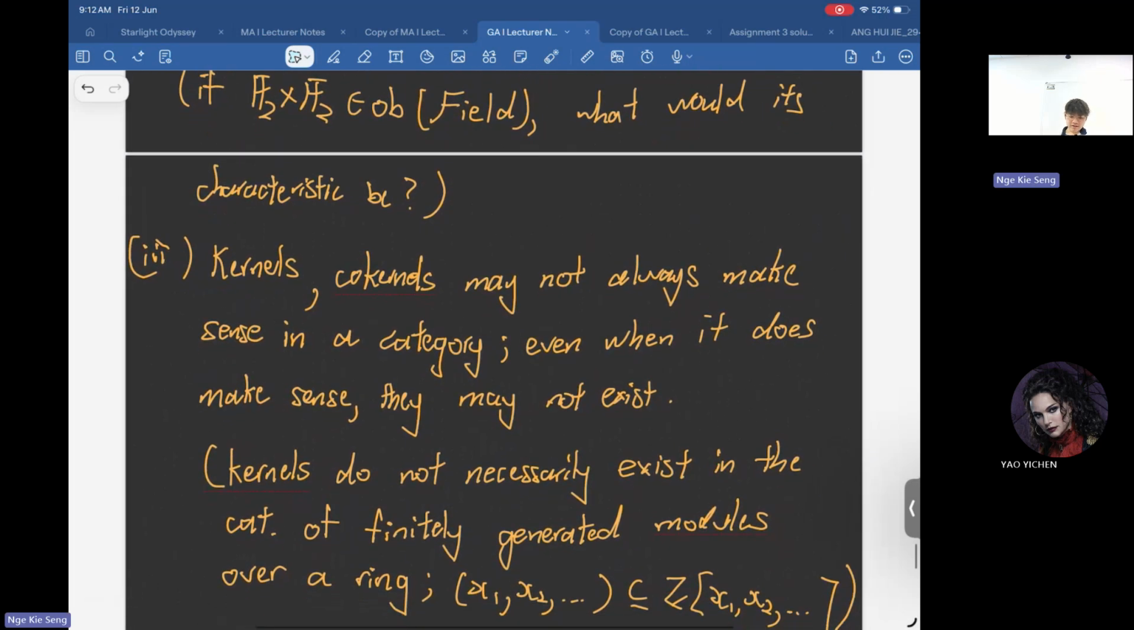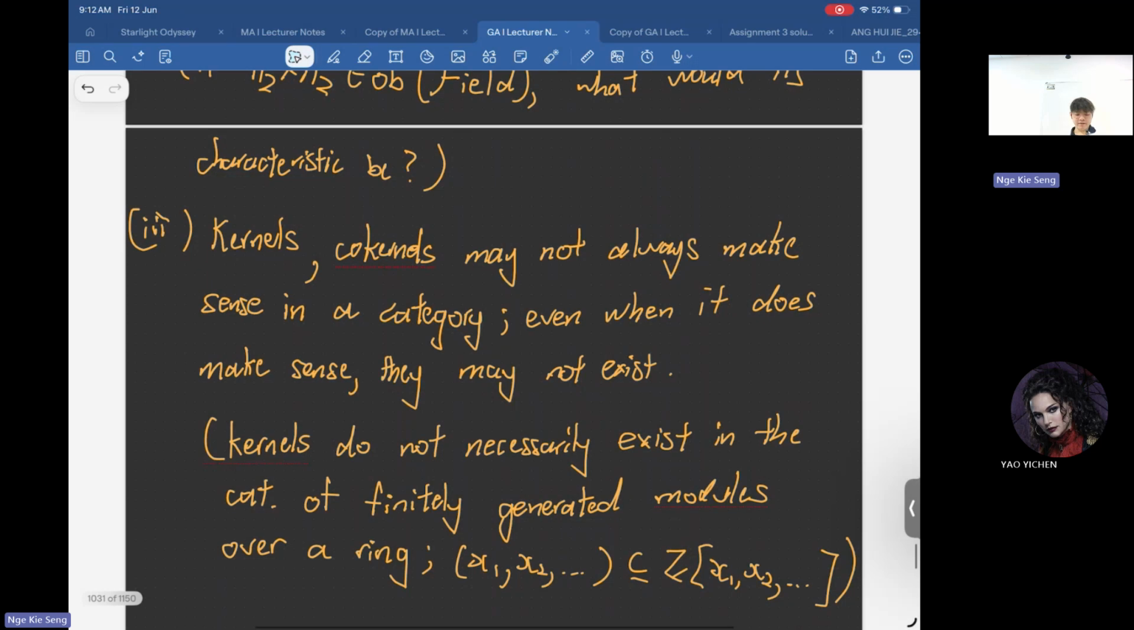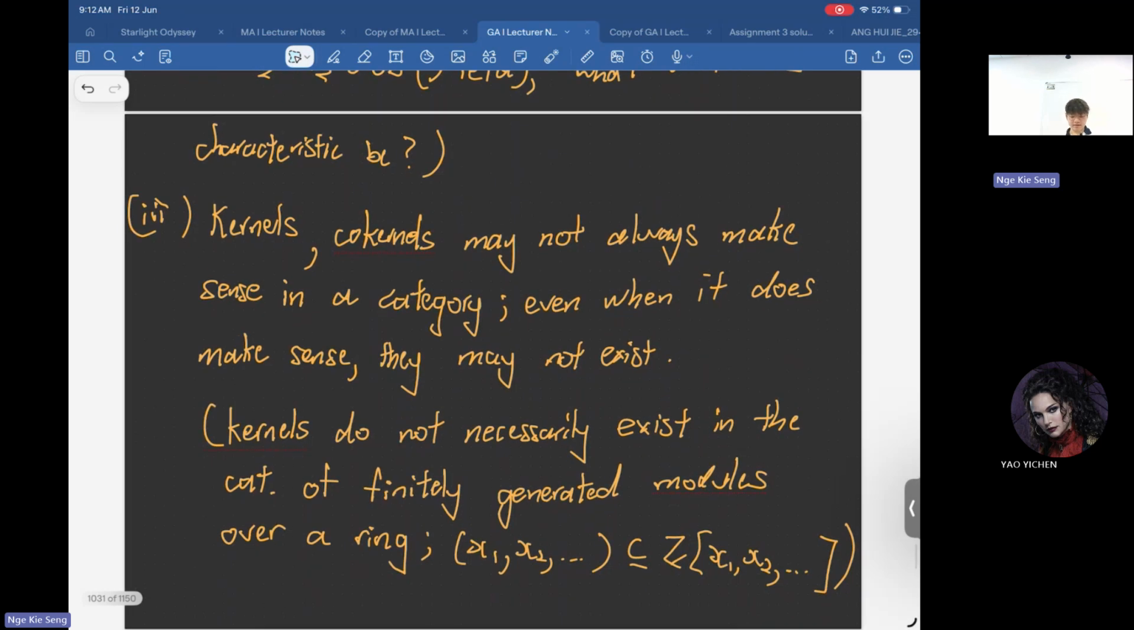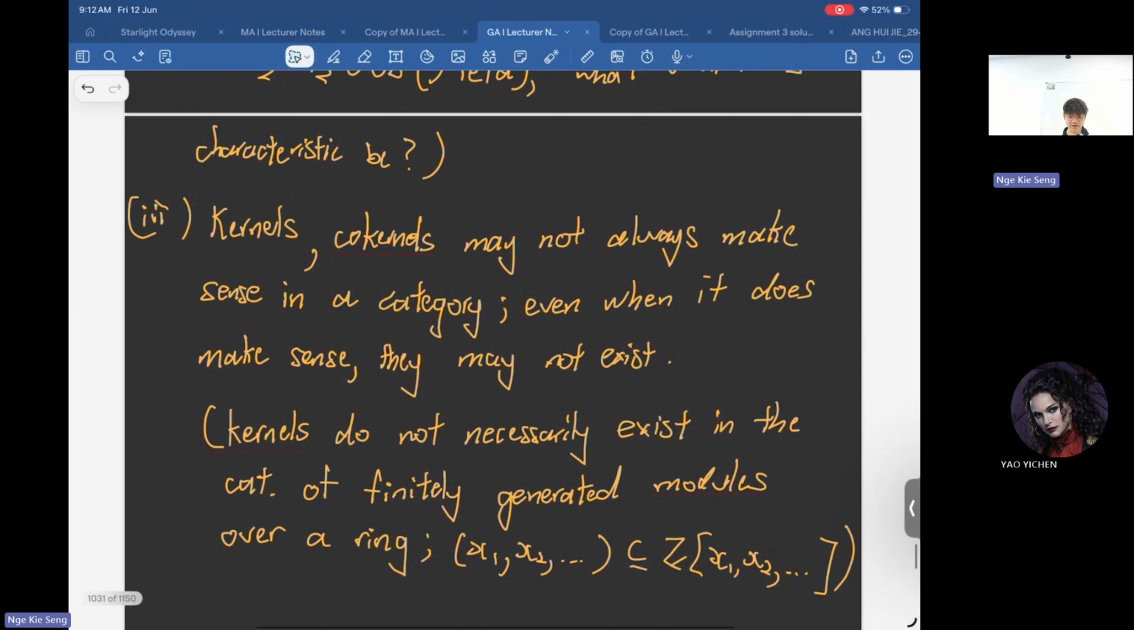And then kernel and cokernel might not even make sense sometimes. Even if they make sense, they might not exist. For example, kernels do not necessarily exist in the category of finitely generated modules over a ring, because inside a finitely generated module, you can find something that's not finitely generated.